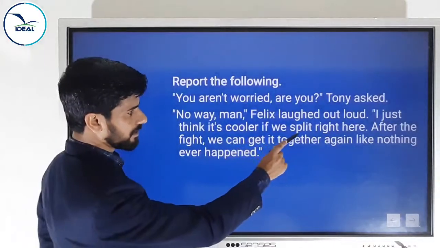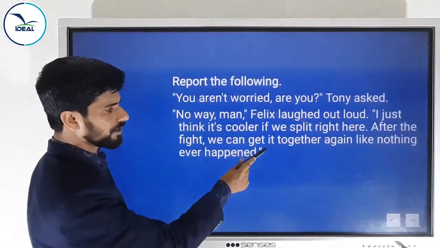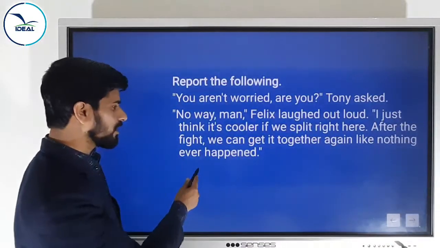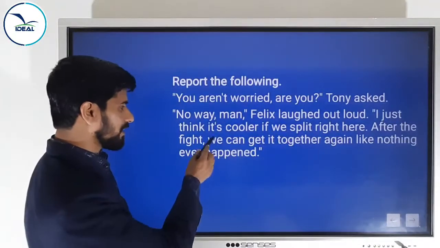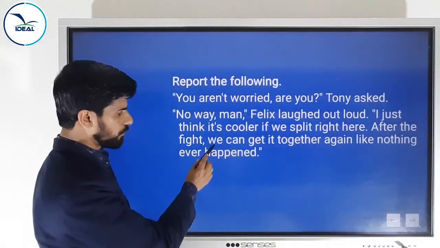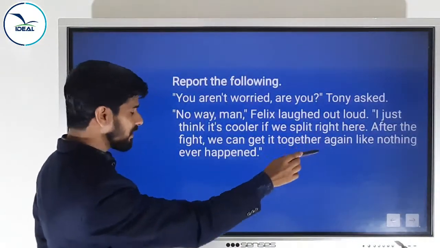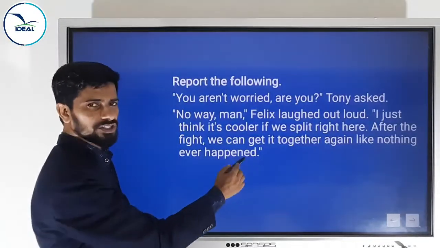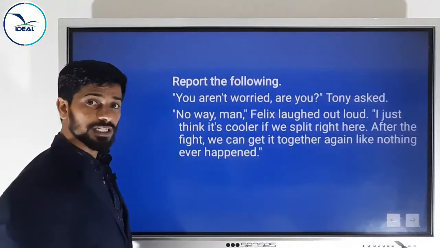If they split right there, after the fight, they could get it together again like nothing ever had happened. Okay, after the fight, they could, instead of we write they can becomes could, get it together again like nothing ever had happened. Happened is past form, so past perfect. Had happened. That's how we convert this.